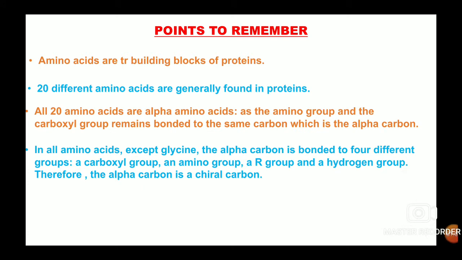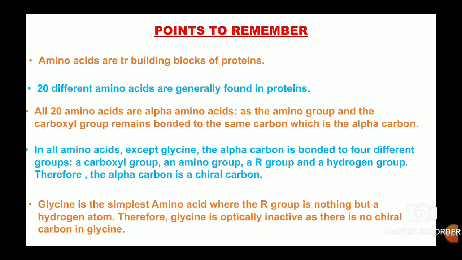Why? Because glycine is the simplest amino acid, and in glycine the R group is actually a hydrogen. Yes, it is nothing but a hydrogen. Therefore, we have 2 hydrogens in a single molecule attached to the alpha carbon. So we do not have a chiral center here, and that is why glycine is optically inactive. Now moving on to the next page.